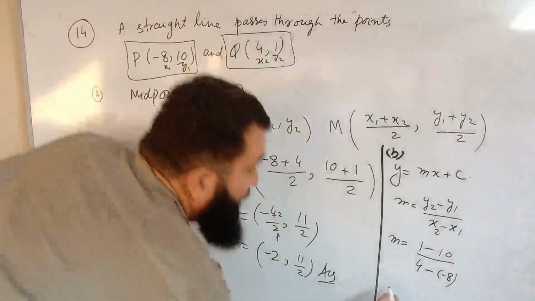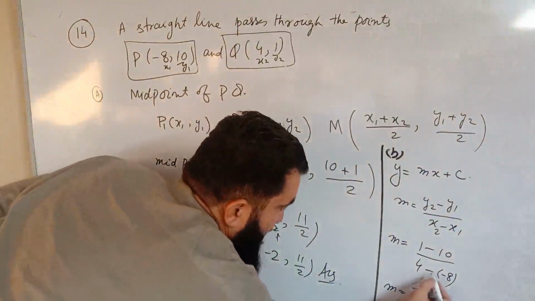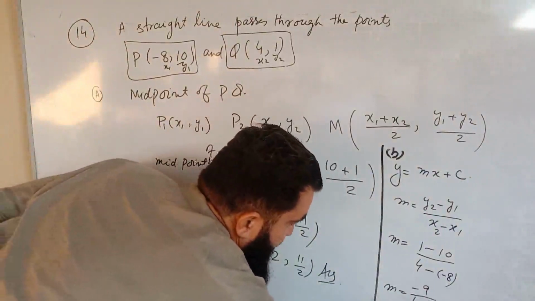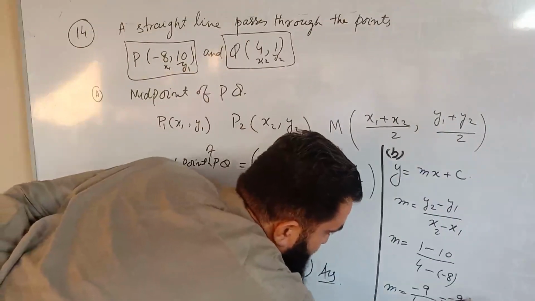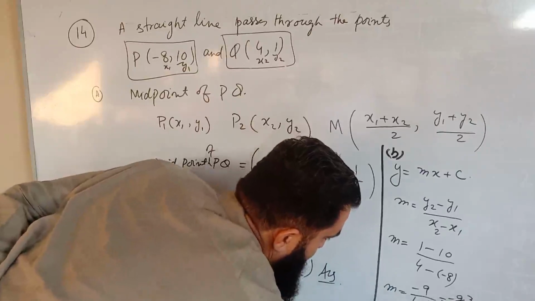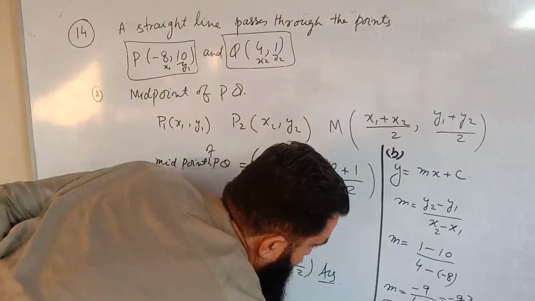So m will be equal to 1 minus 10, which is minus 9, over 4 plus 8, which is 12. So this will become minus 9 over 12. You can simplify it: 3 3s are 9, 3 4s are 12. So the gradient will be equal to minus 3 over 4. This is the gradient.